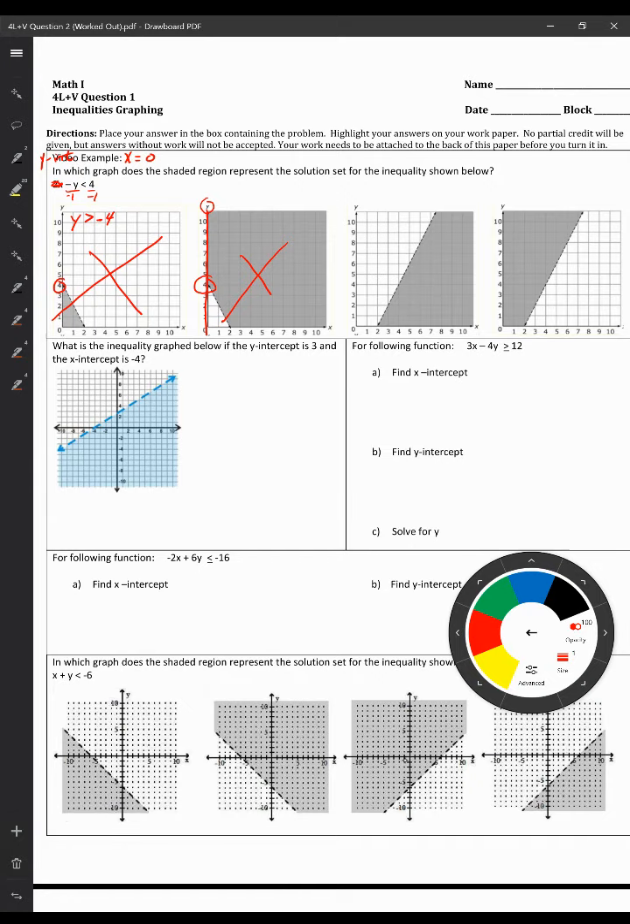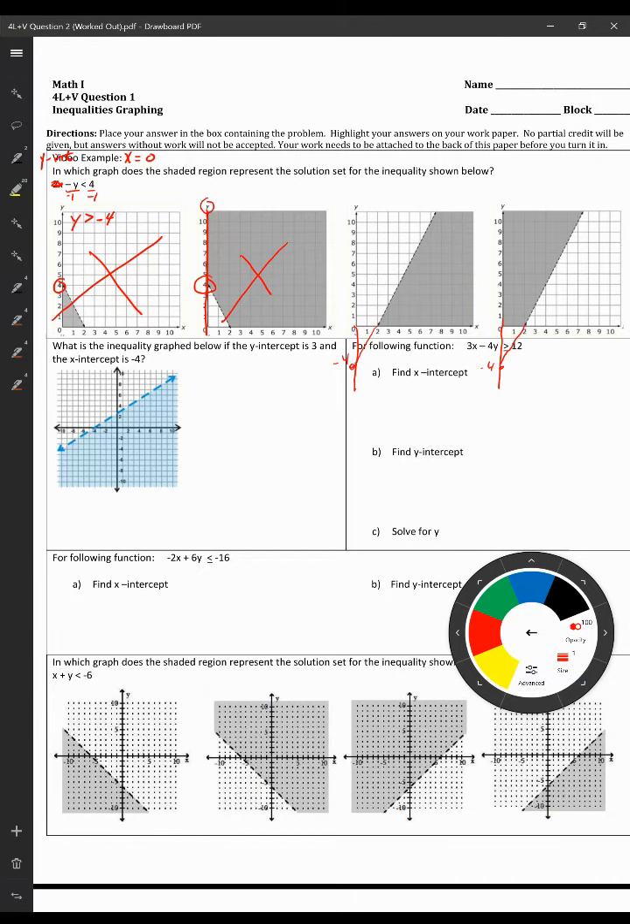On these last two, we can't really tell, but we can assume that the further we go down, it would eventually cross at negative 4. The same thing in this one: we can assume it would eventually cross at negative 4 for y. So the only difference between these two graphs is going to be our shading.